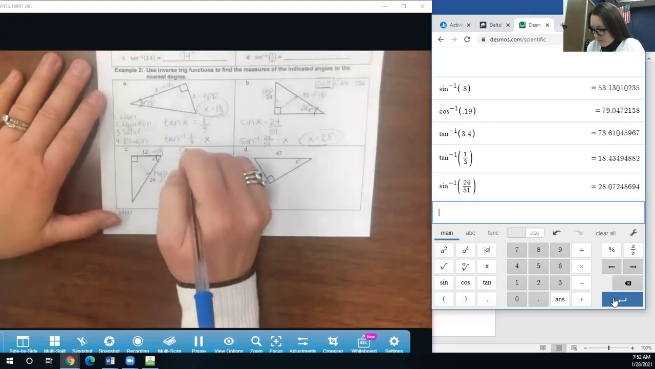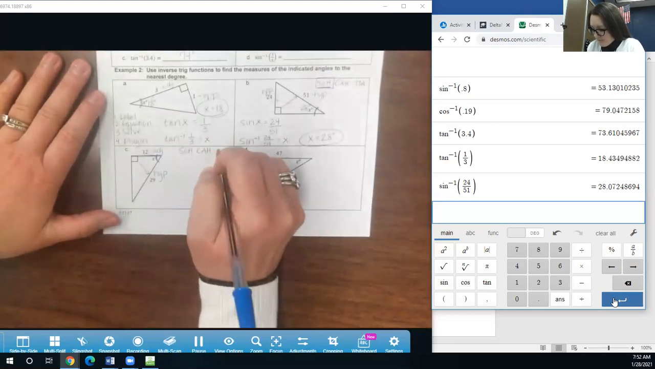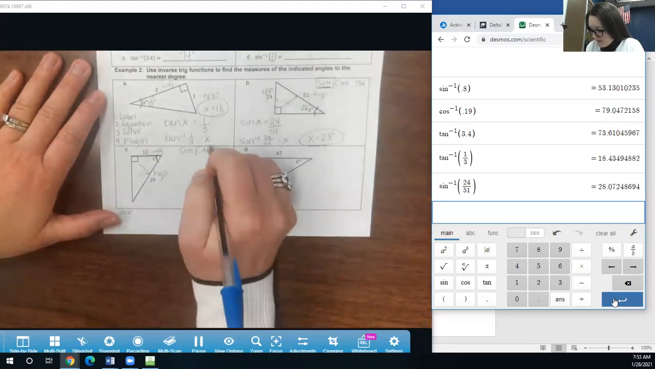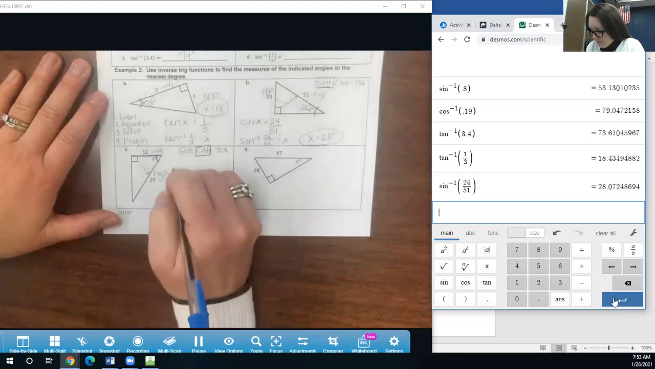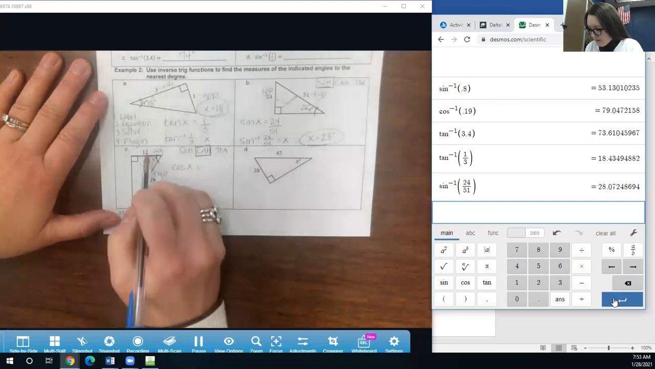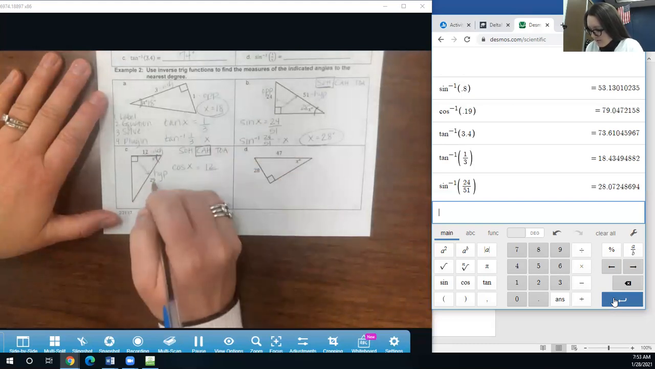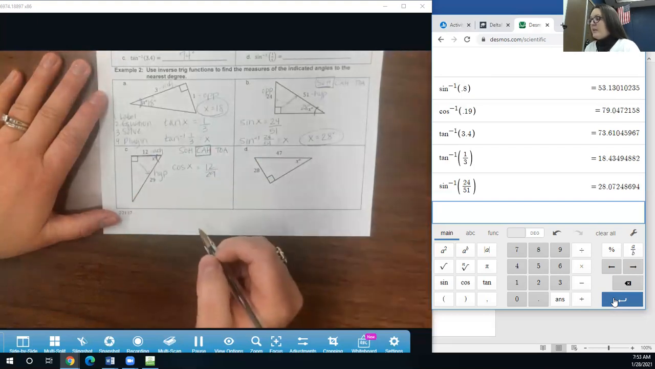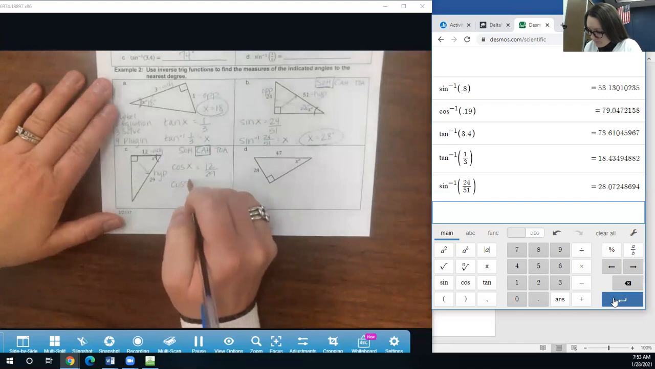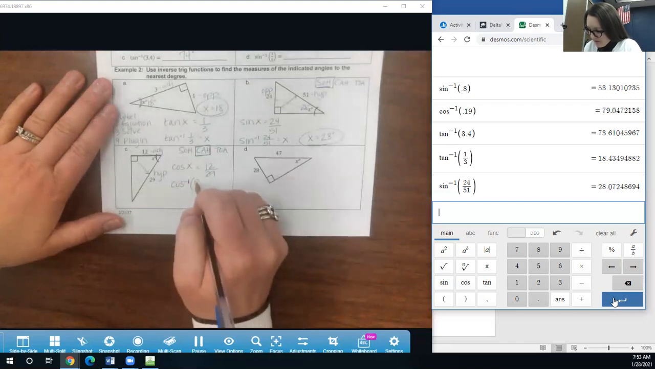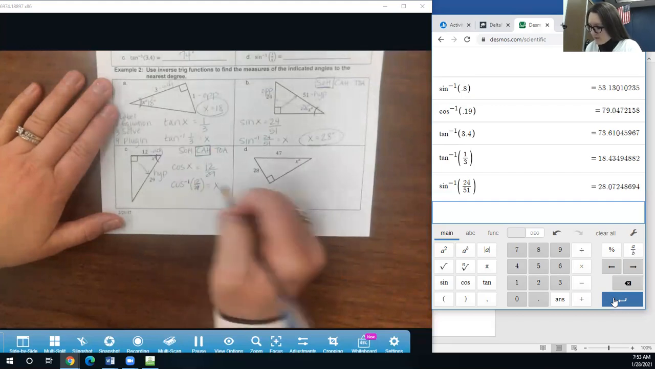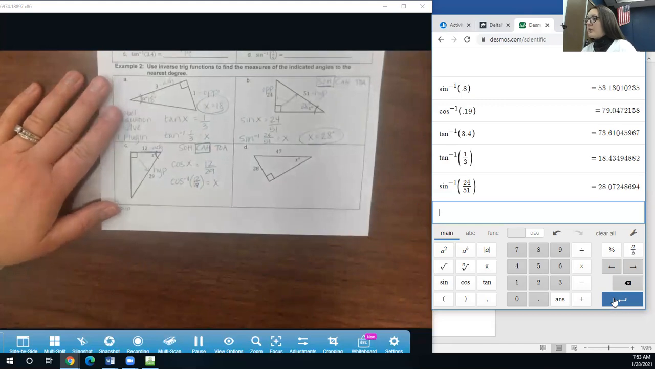So what am I going to use? SOH CAH TOA. Adjacent, hypotenuse, I'm using cosine. So cosine, always of the angle, so x, equals my adjacent value 12 divided by my hypotenuse value 29. Since I'm looking for the value of the angle, I'm going to use my inverse cosine of 12 over 29 equals x. You don't need the parentheses, but it will show up on your calculator.